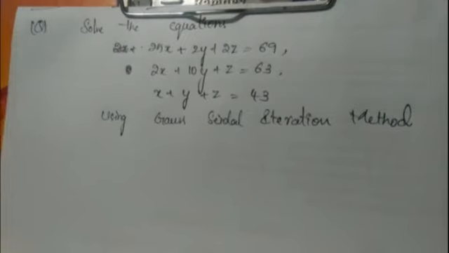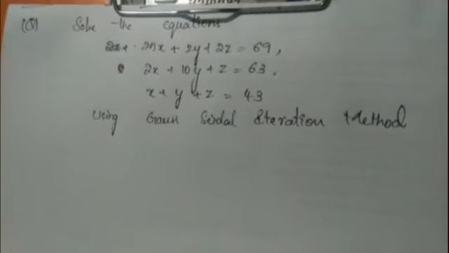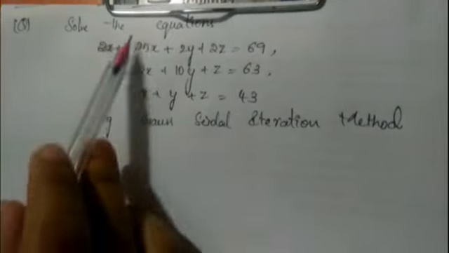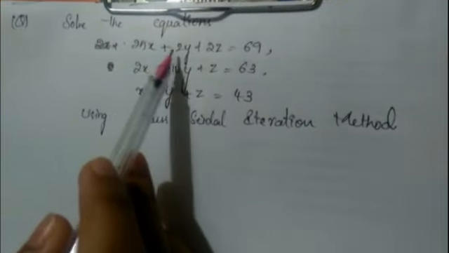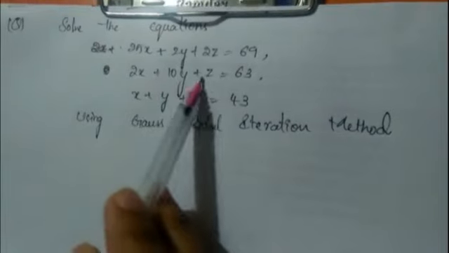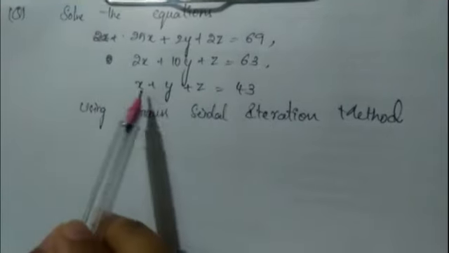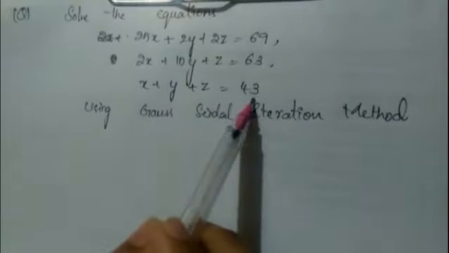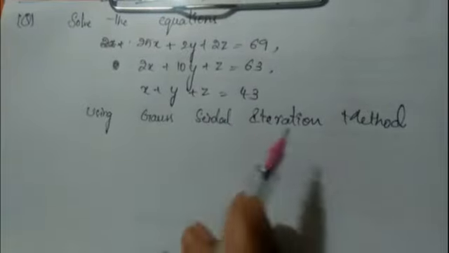Guys, in this video we will discuss problems on the Gauss Seidel iteration method. Solve the equations 25x + 2y + 2z = 69, 2x + 10y + z = 63, x + y + z = 43 using the Gauss Seidel iteration method.